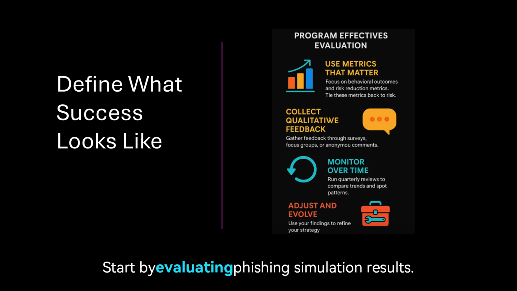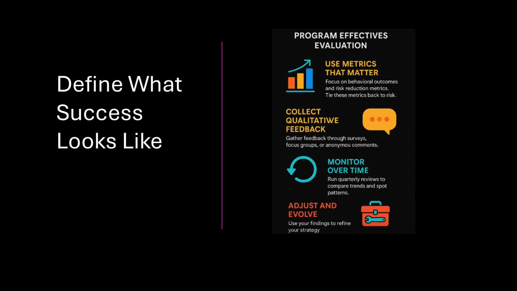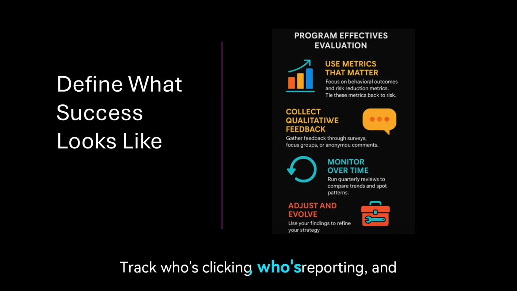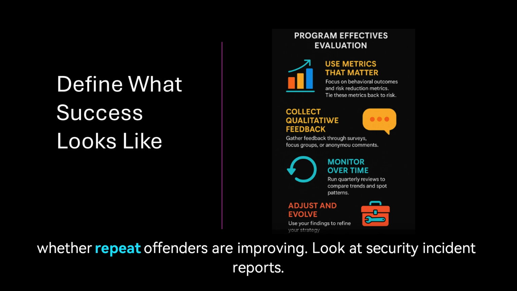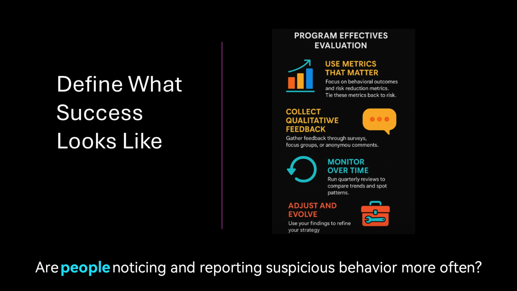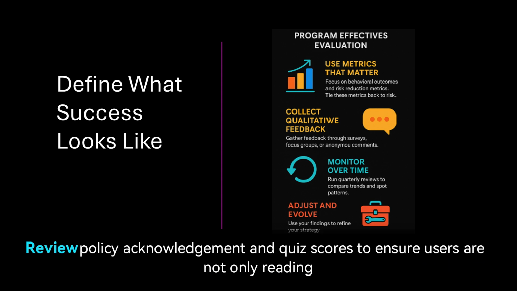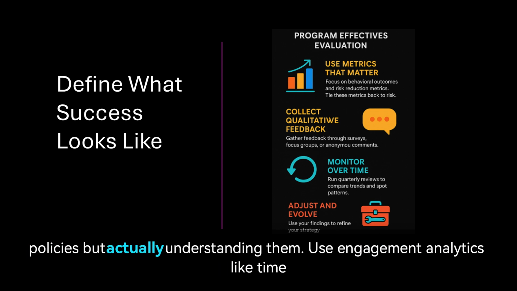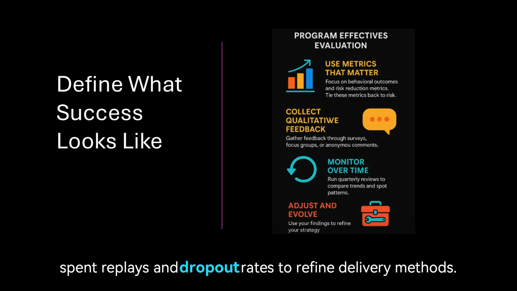Start by evaluating phishing simulation results. Track who's clicking, who's reporting, and whether repeat offenders are improving. Look at security incident reports. Are people noticing and reporting suspicious behavior more often? Review policy acknowledgement and quiz scores to ensure users are not only reading policies, but actually understanding them. Use engagement analytics like time spent, replays, and dropout rates to refine delivery methods.